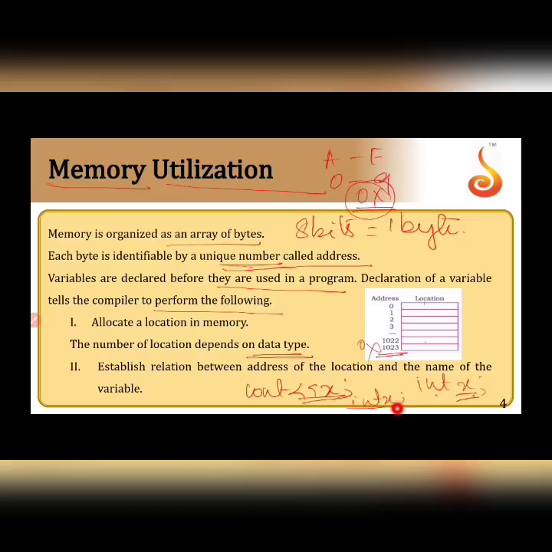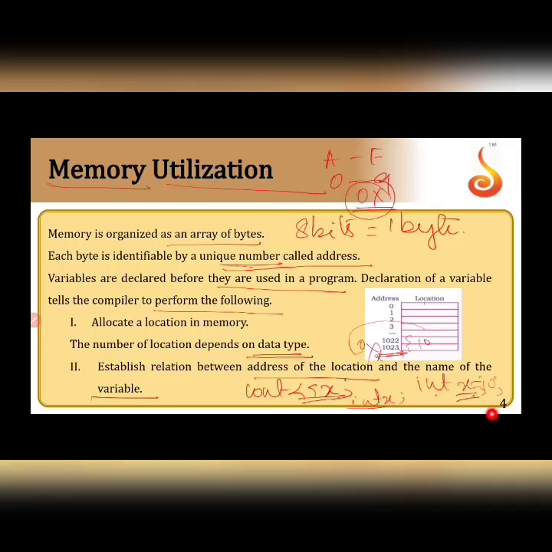Then you establish a relation between the address location and the name of the variable. For example, int x is equal to 10, cout x, should print 10. When I say int x, depending on the data type, integer, it will allocate 2 bytes of memory. Then x is associated with this location, and I store a number here, 10. So whenever I say cout x, it will come here and retrieve whatever value is present in that location.